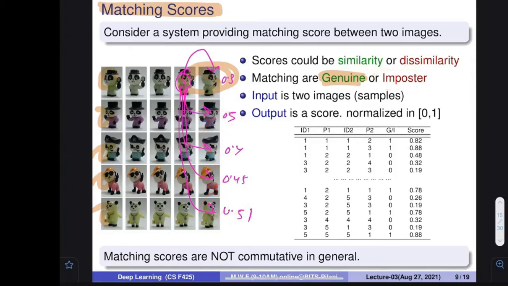What the values are, we will analyze later. They could be larger or smaller. Try to understand what the imposter score is. Imposter score means that the two images involved in the matching are not of the same category, not of the same person.